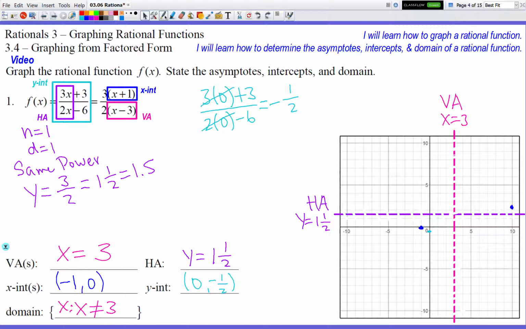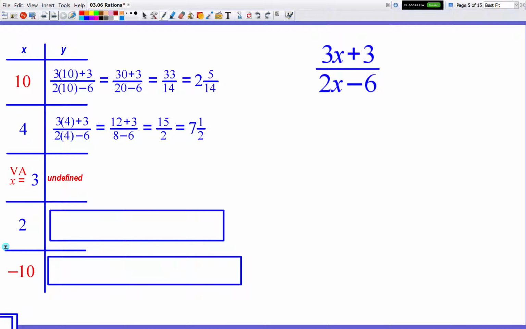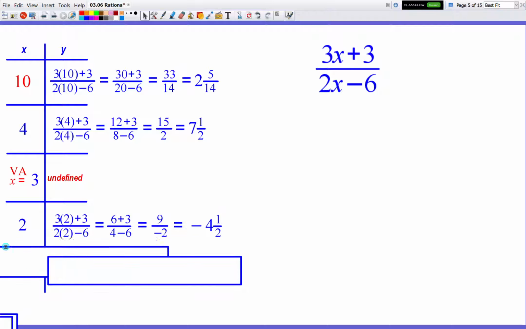Oops, I didn't change it to pen mode. Okay, I told you guys I was going to forget to do stuff, yeah? All right, so here's 7.5.